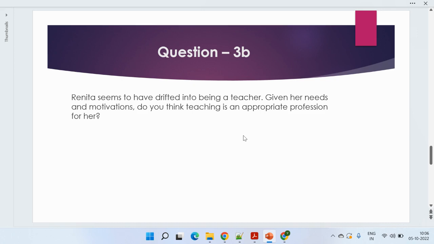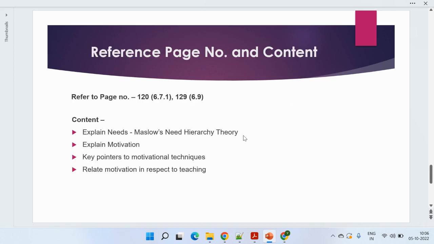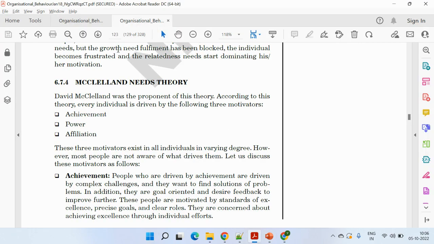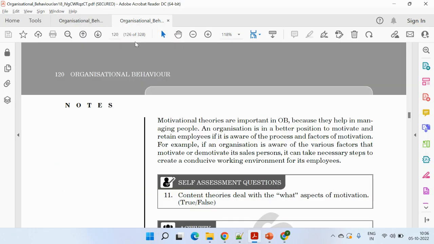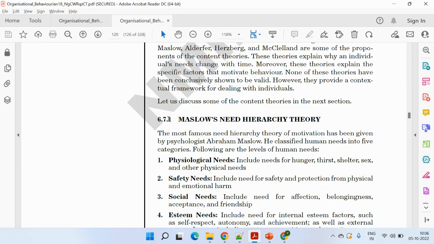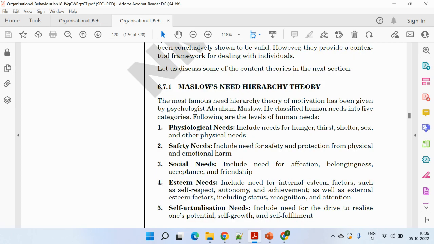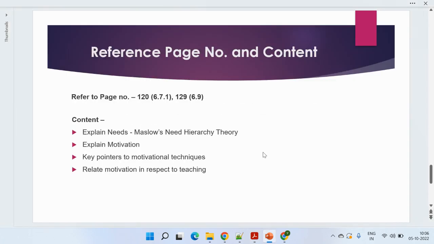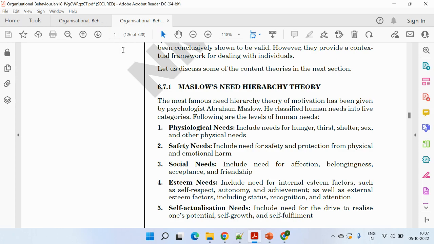So coming back to our third B question. If we talk about the third B question, we need to explain two things. One is the need and the second one is motivation. It's pretty much straightforward. In needs, you can use any one of the four which we discussed earlier. Like in my case, I'm just using Maslow's need hierarchy theory for physiological needs, safety needs, social needs, esteem needs, self-actualization needs, and going back, yeah. And the next part comes about the motivation.